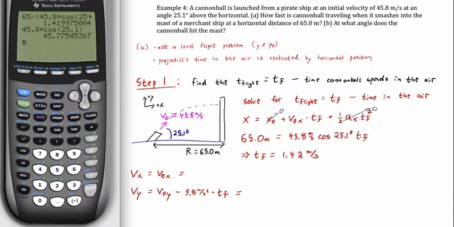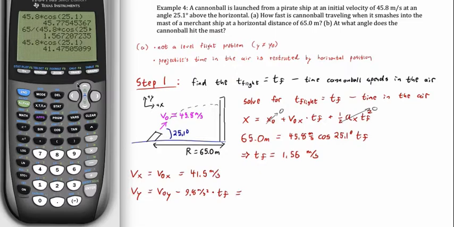Okay, so let's go back up and recalculate this with the correct angle. That's going to give me 1.56 seconds. So not a big change to the time, but you'll notice there will be a more significant change to the component now that we've corrected our mode on the calculator. Okay, and that's going to give me 41.5. So I have 41.5 meters per second.